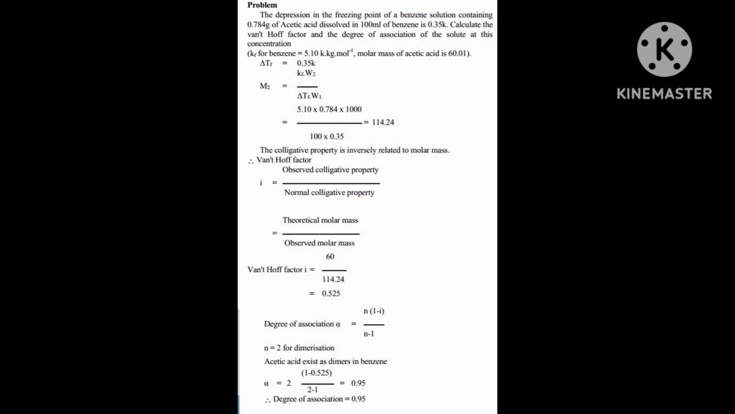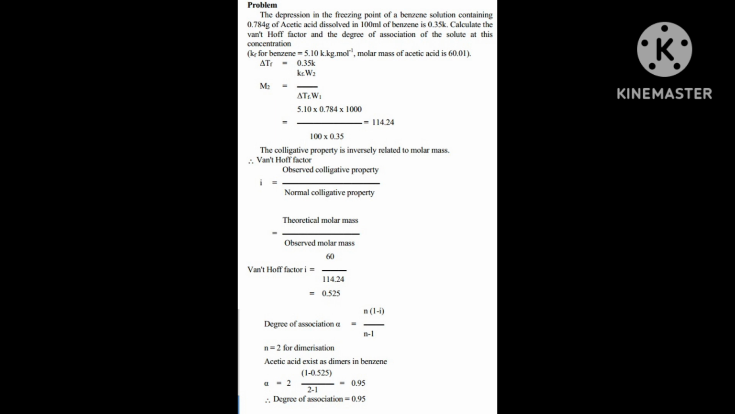Here again acetic acid dissociates into acetate ion and hydrogen ion: CH3COO minus plus H plus. It dissociates. CH3COOH in equilibrium with CH3COO minus plus H plus. This is the equilibrium reaction.